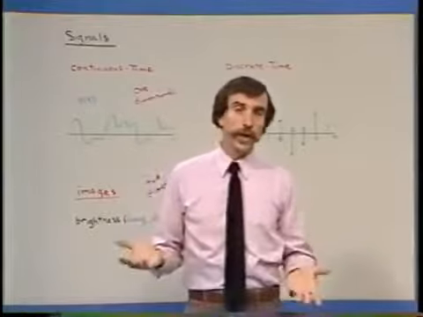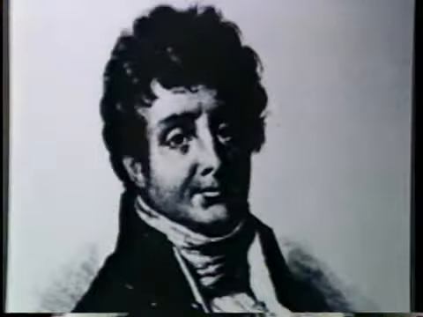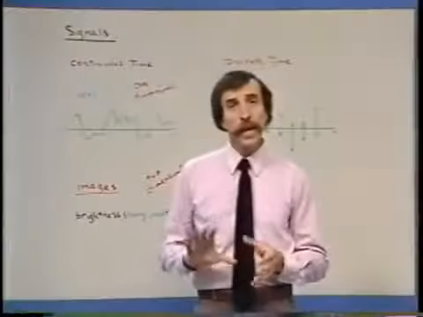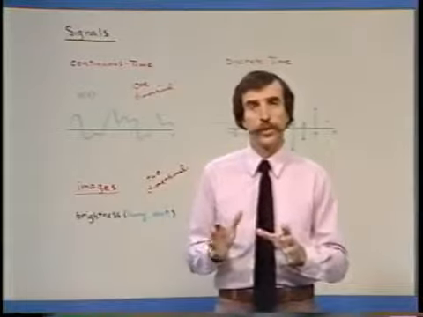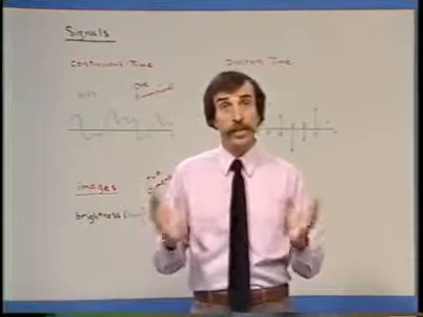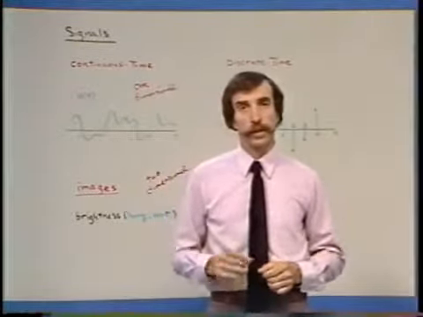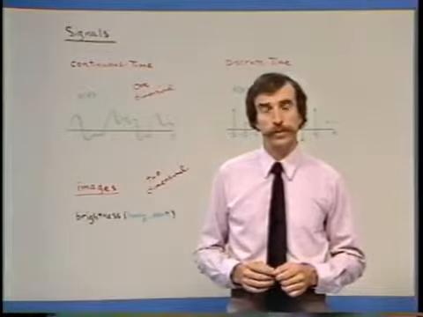Well, let me illustrate one example of an image. And this is a picture of J.B.J. Fourier, who perhaps more than anyone else is responsible for the elegance and beauty of a lot of the concepts that we'll be talking about throughout this course. And when you look at this, in addition to seeing Fourier himself, you should recognize that what you're looking at is basically a signal, which is brightness as a function of the horizontal and vertical spatial variables.